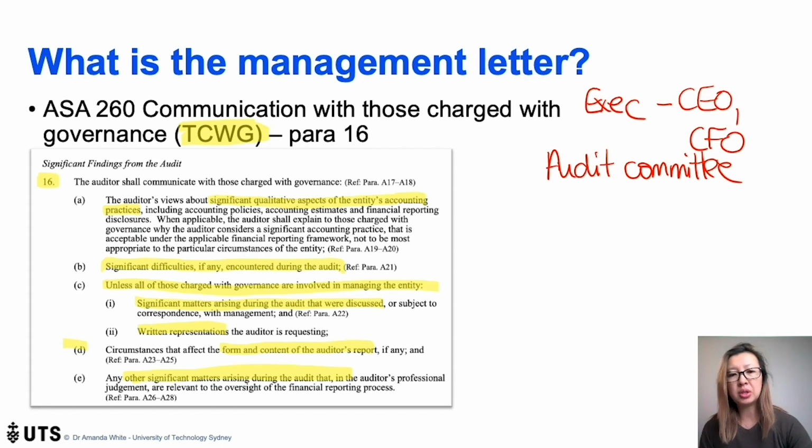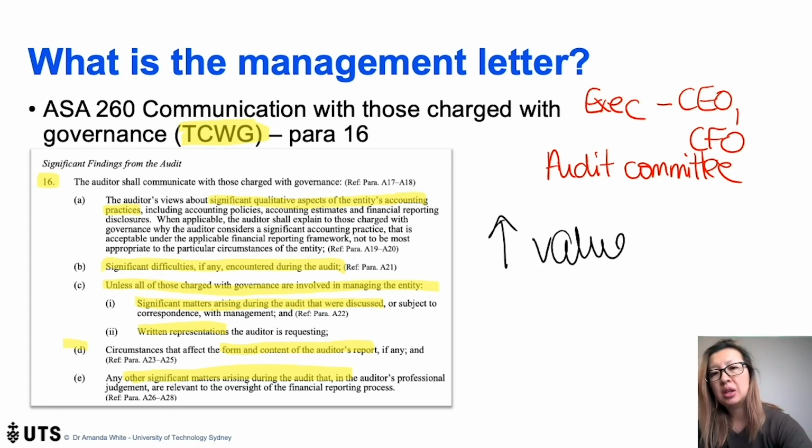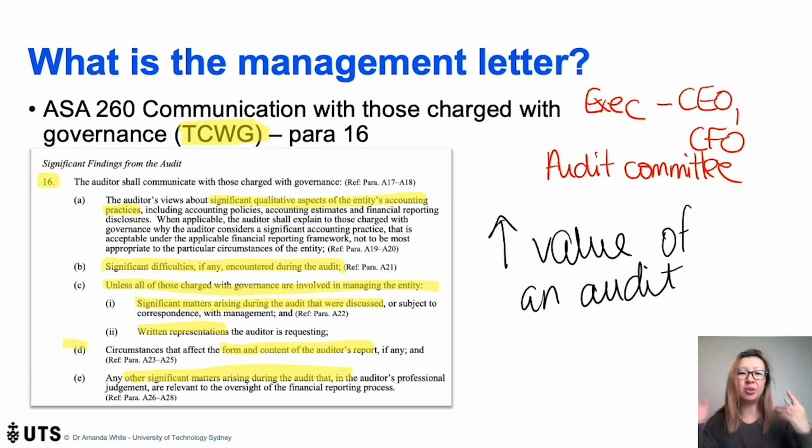This process is how auditors try and increase the value of an audit, because quite often management will say, oh, look, the audit is something that we have to have because the Corporations Act says we have to, or some other regulation. So we provide value by trying to give management more information about our process. What did we find?